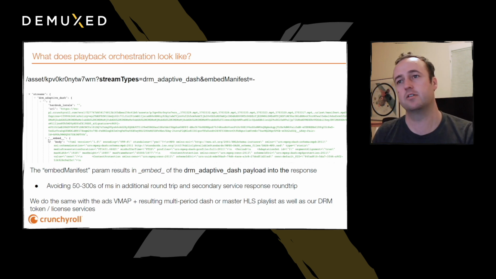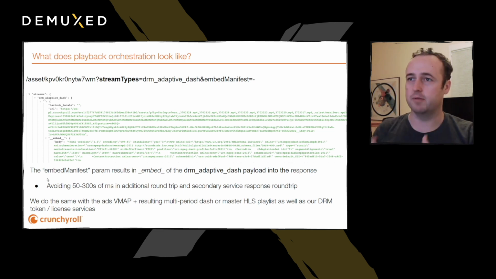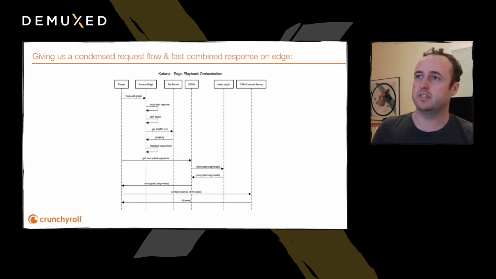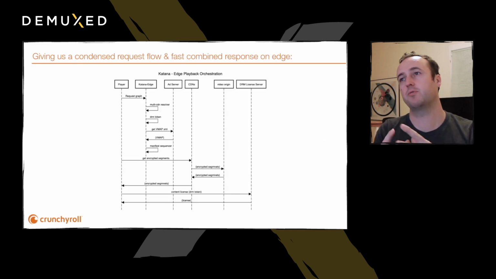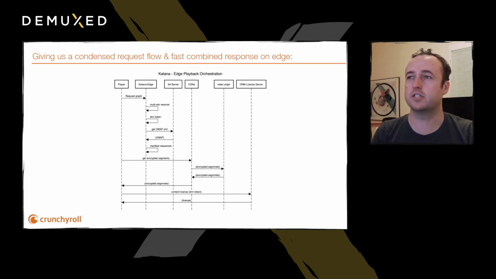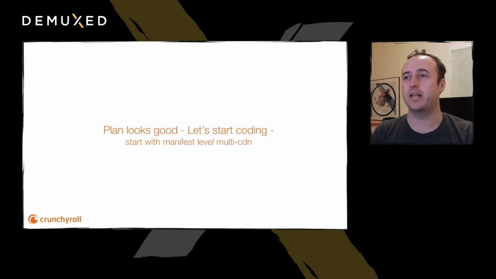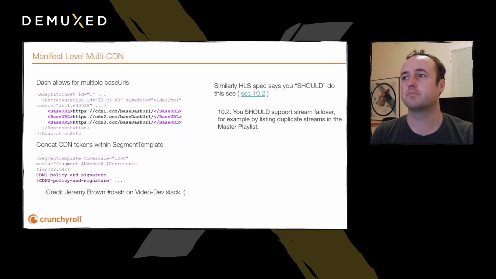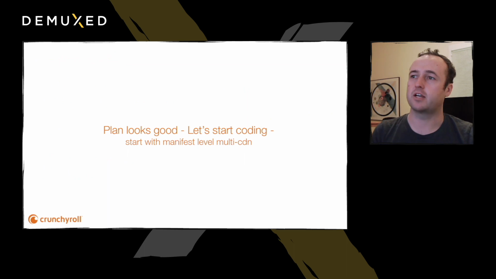In this case, our API was pretty simple. We just extended the resource list with an embed associated object that had the payloads of the respective resources. This gives us a condensed request flow, sort of combining a lot of different resources into a single edge response. So we had the plan, looked good. We started to explore solutions in the space and started building. The first service that we tackled was the manifest level multi-CDN.